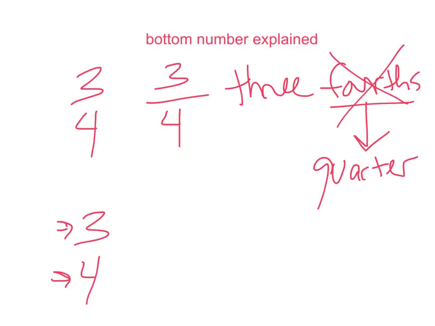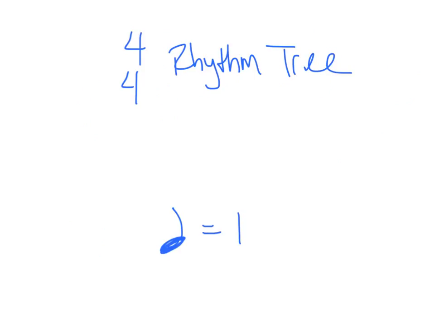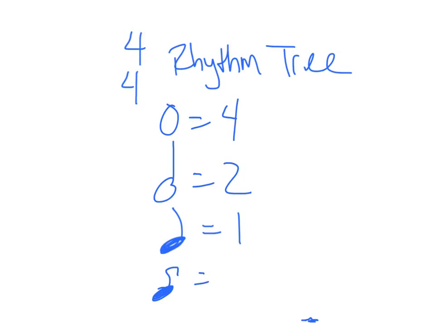So the trick really to time signatures is just turning it into a fraction and thinking of the top number as the beats and the bottom number as what gets the beat. Don't forget that your rhythm tree is affected by the bottom number. So if the quarter note equals 1 in 4/4 time, then a half note has to equal 2, a whole note has to equal 4, an eighth note has to equal a half.